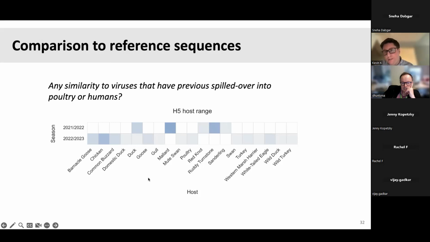Now, this really shifted in the second surveillance season after the arrival of the Goose Guangdong H5 in British Columbia. In the second season, the H5 fragments that we found in the mud were most similar to H5 viruses infecting poultry and some waterfowl. And there was also some similarity to H5 viruses detected in scavengers and raptors, which we know become infected when they eat other infected wild birds.